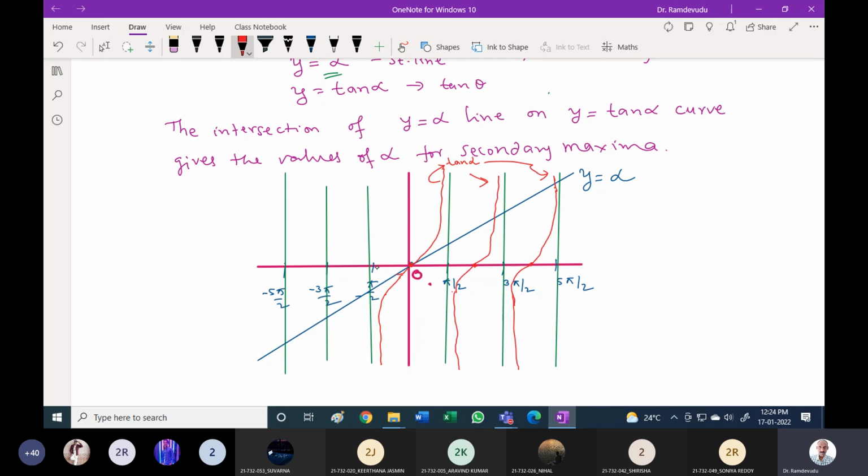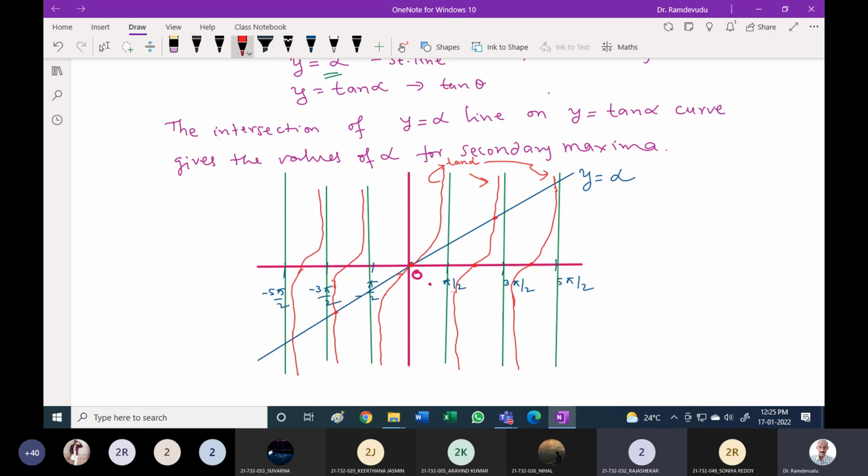Similarly, I have to draw from here also. At infinity it becomes like this, comes here and becomes 0, and goes on, and this line goes right, and comes here, and this cuts here. This is cutting here. These are the intersection points. Similarly, I can draw at 5π/2, it is infinity, becomes 0, and then goes on increasing and becomes like this. These are the tan alpha curves.